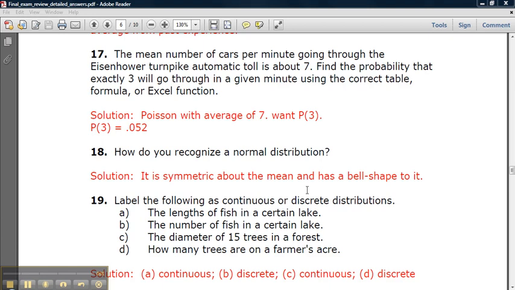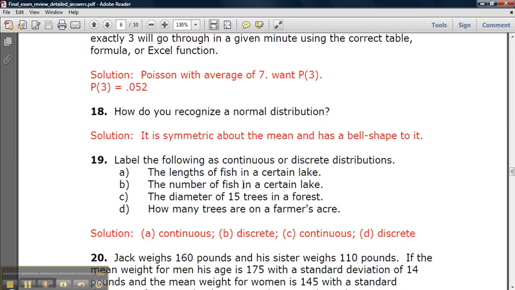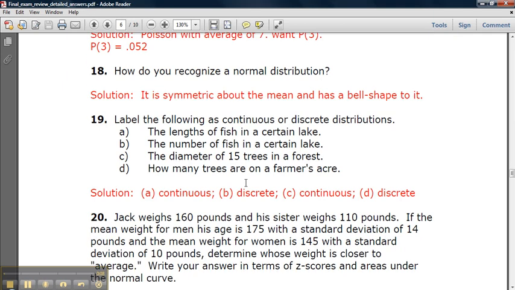Hello, welcome back. The mean number of cars, or 817, 18. How do you recognize a normal distribution?